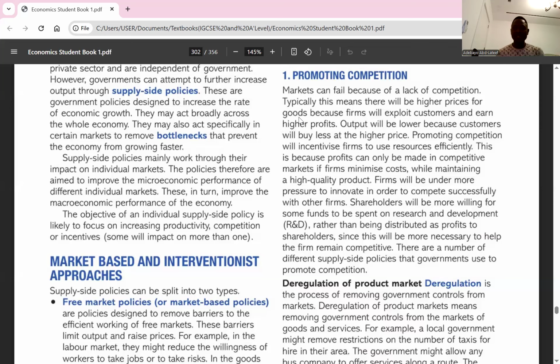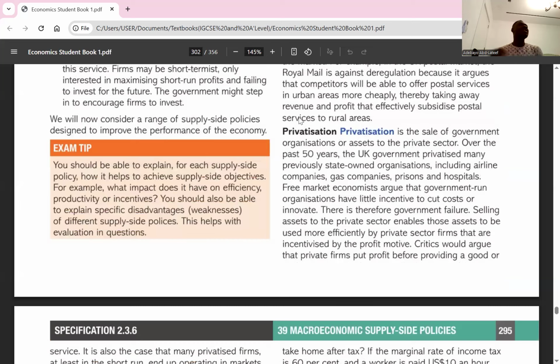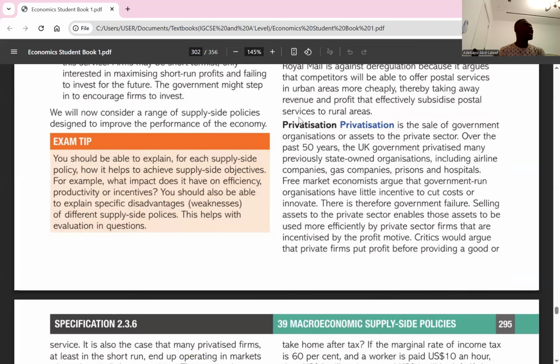And when we talk about privatization, we're talking about the transfer of public or government assets to the hands of the private sector. And that can also increase the long-run aggregate supply curve. So I got the sale of government organizations or assets to the private sector. That is what privatization is.